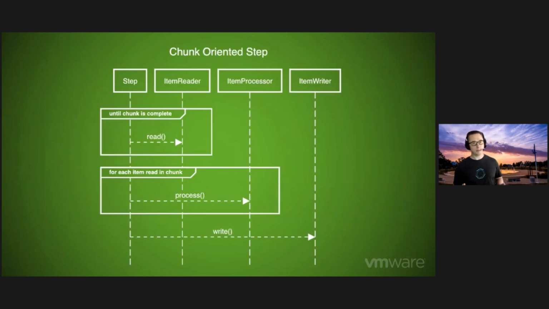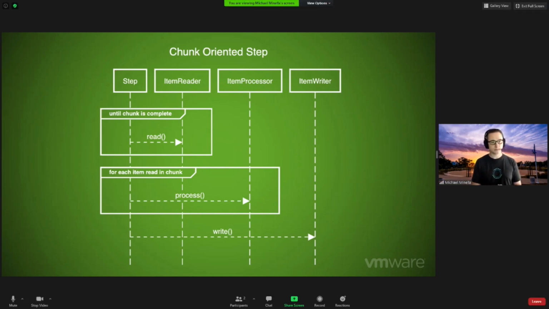Within a chunk-based step, the interaction between those 3 components looks something like this. So the step is going to call the item reader. It has a single method called read. It's going to call that until the chunk is complete, typically a finite number. So going back to what I was saying before, let's say it calls it 1,000 times. So it's going to chunk up 1,000 items. It's then going to loop over that list of items, passing each one to the process method on the item processor, if there is one.